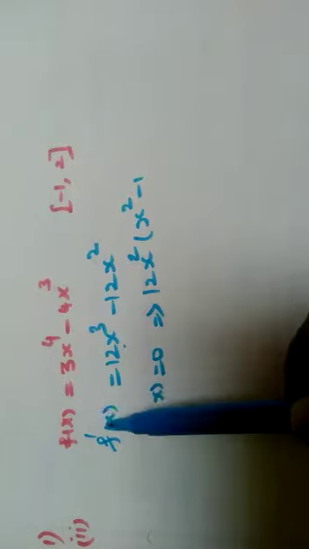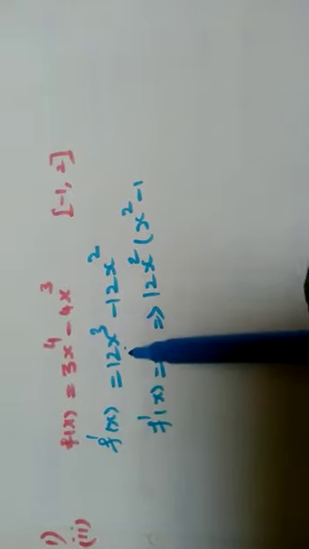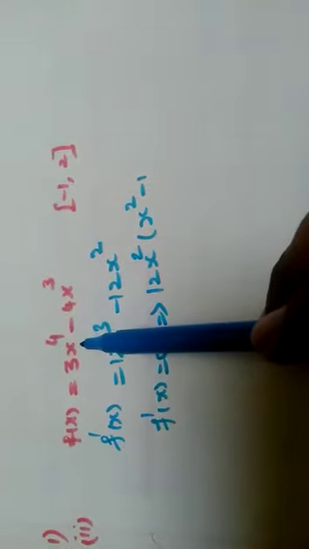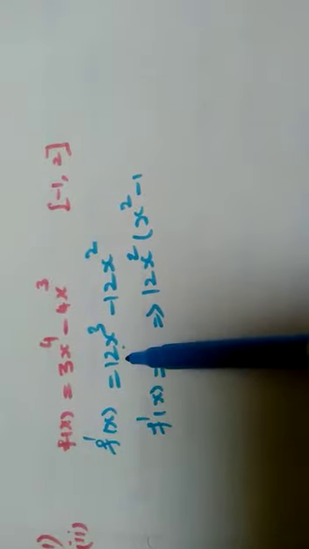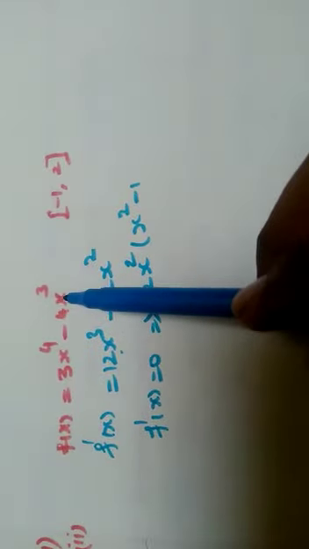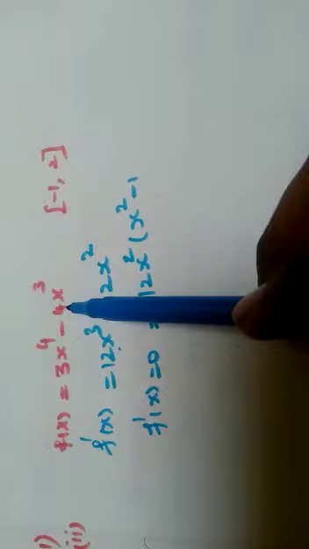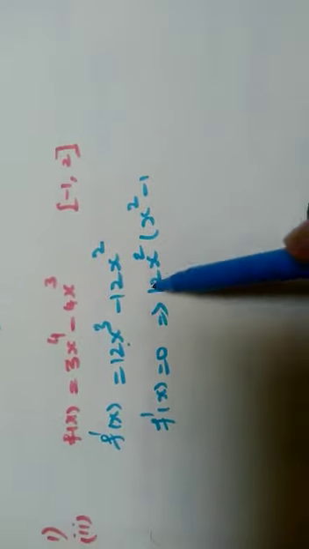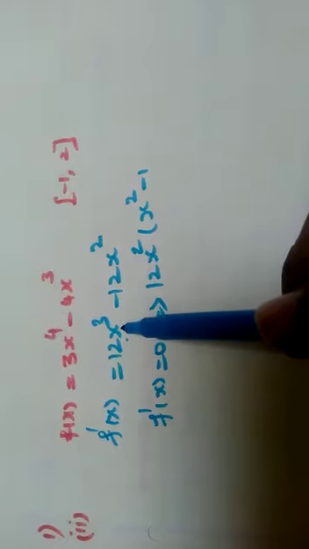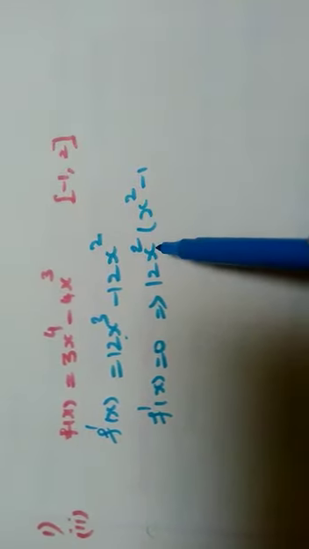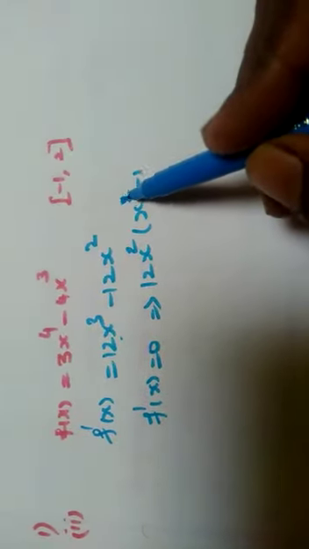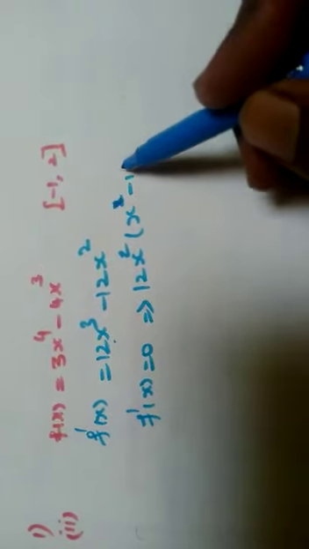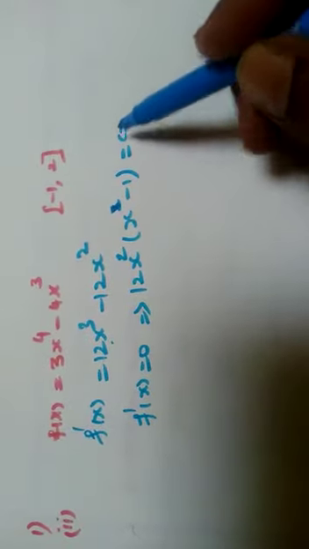So first, differentiate the given function. f'(x) = for x^4 we get 4x^3, already 3 is there, so we get 12x^3. For x^3, 3x^2 will come, 4 is there, so 12x^2 will come. Next, take 12x^2 outside, and x only will come: 12x^2(x - 1).